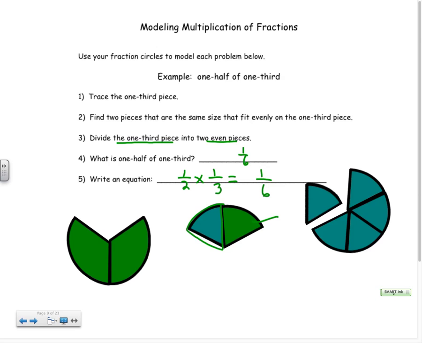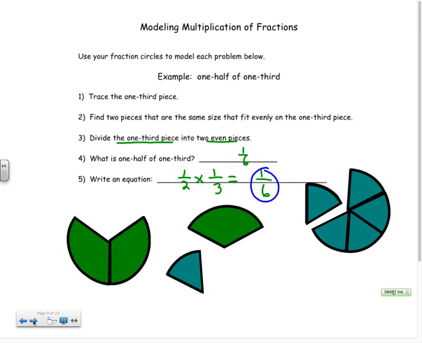I would like you to notice that we started with a fraction and we split that fraction into a smaller part. So what happens with our answer, our product actually gets smaller because we found a half of a third. We found a fraction of a fraction. So my answer when I multiply fractions will always get smaller. So as you go through the process on your packet, you should start to be aware of that.